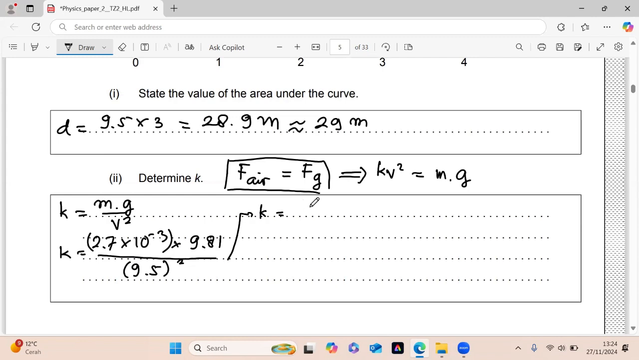If you calculate, K equals 0.2934 times 10 power minus 3, or K equals 2.9 times 10 power minus 3. That is K.